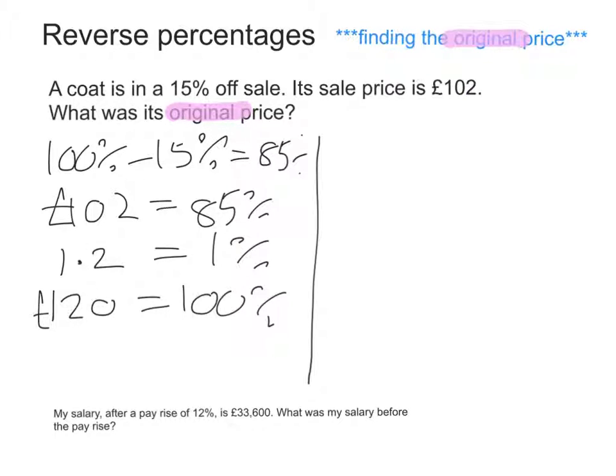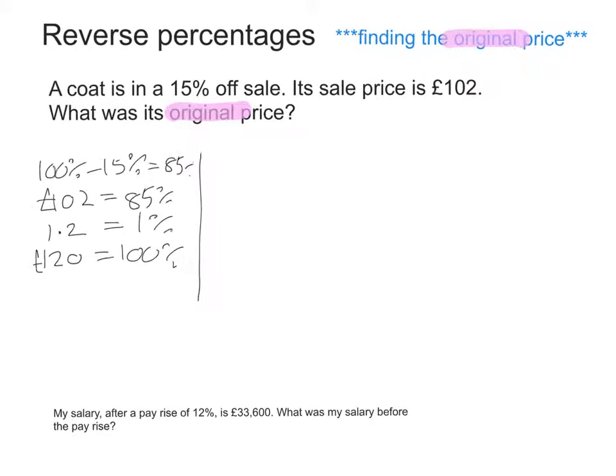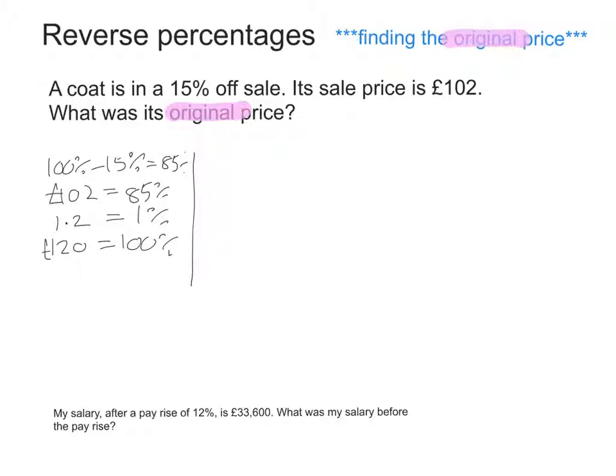So you need to work out what is the new price equal to as a percentage. So £102 is equal to 85%. Divide by that to get 1%. Times by 100 to get 100%. So that is your option 1. Option 2, which is the one that I would encourage, is if you work out, again, think about your multipliers.